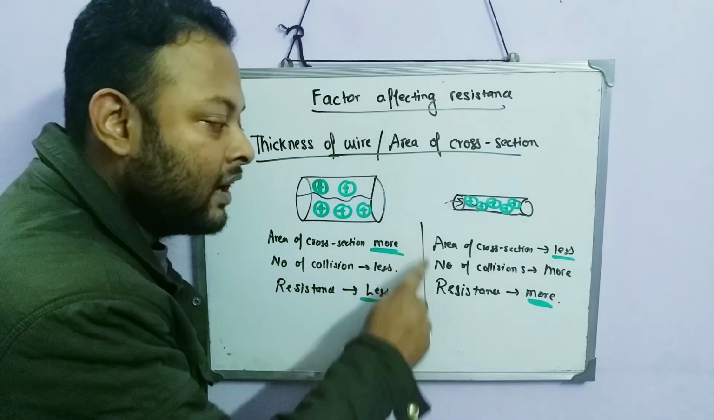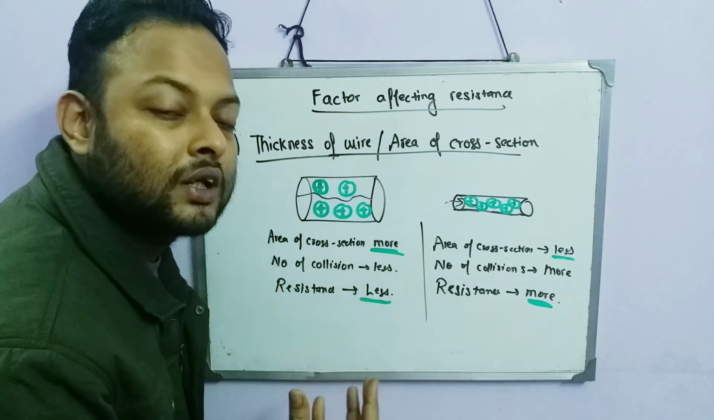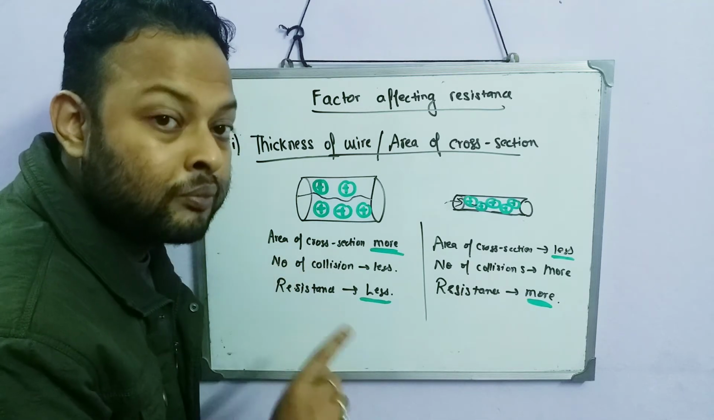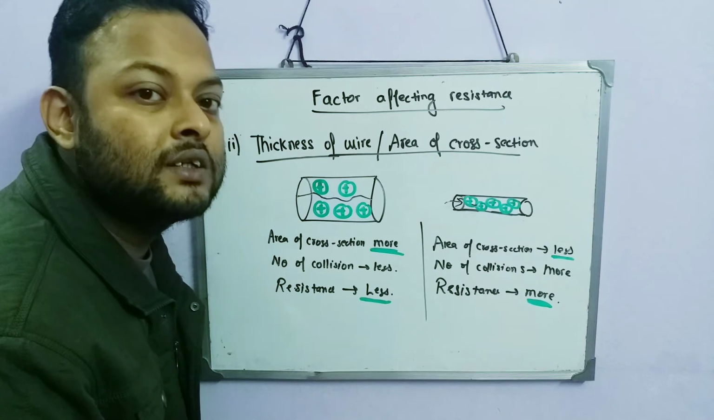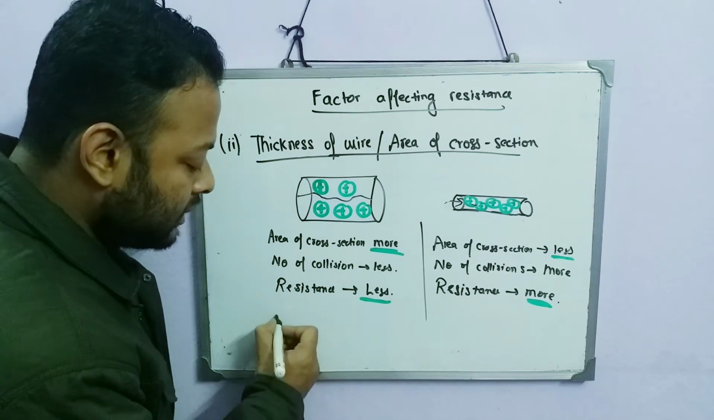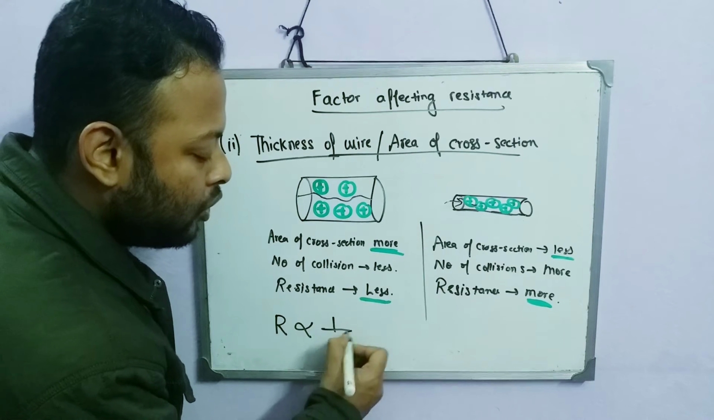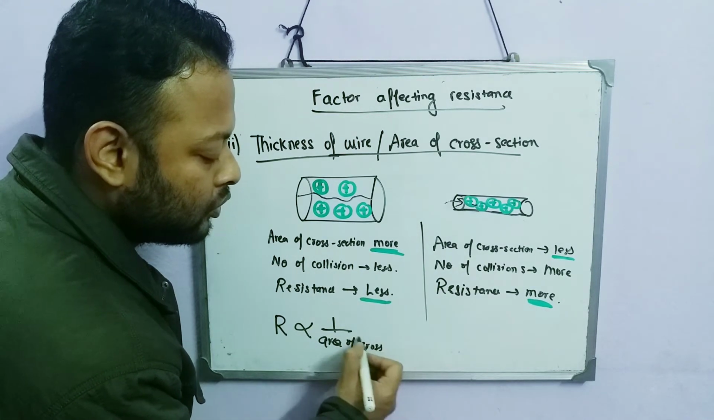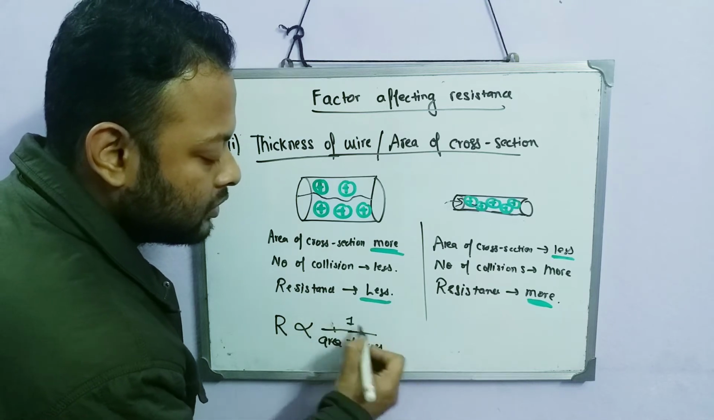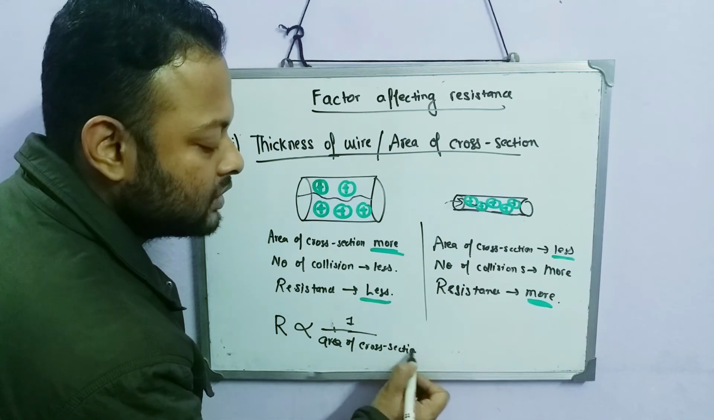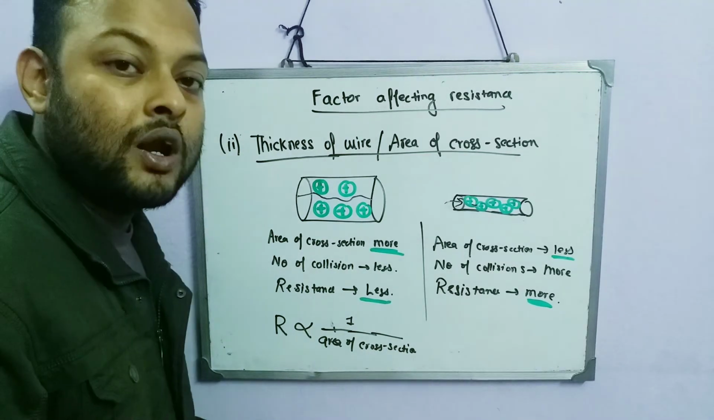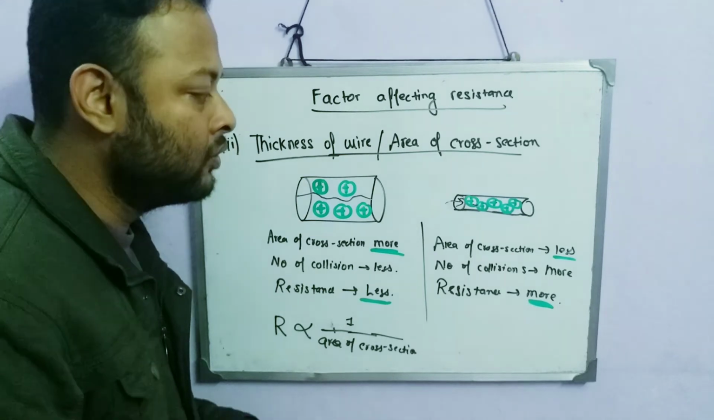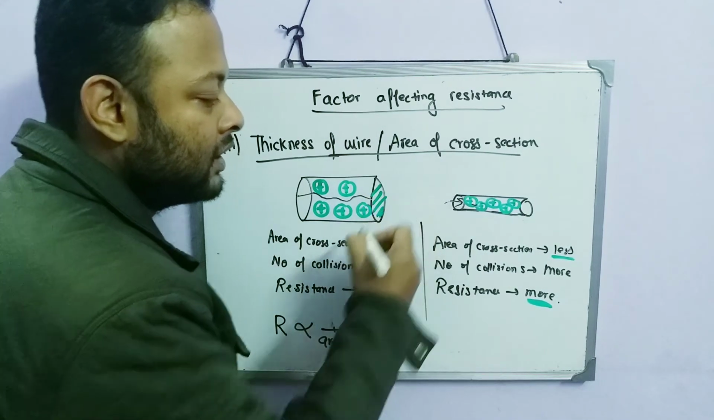So how are area and resistance related to each other? It is not directly related, but inversely related. So you can say resistance is proportional to 1 by area of cross section. So resistance is inversely proportional to area of cross section. And what is the area of cross section? Which I already told you. This is the area of cross section.